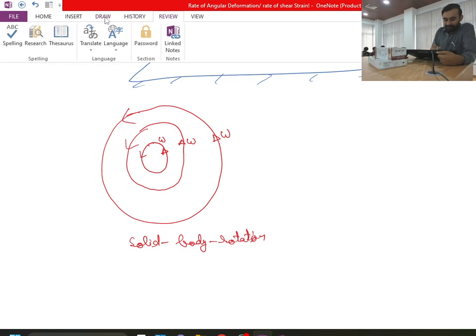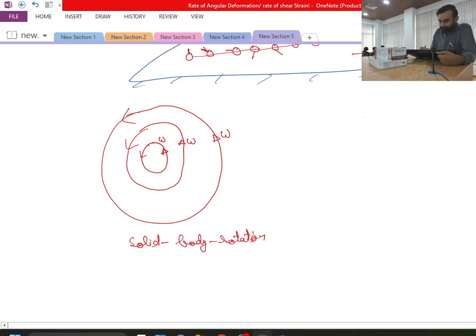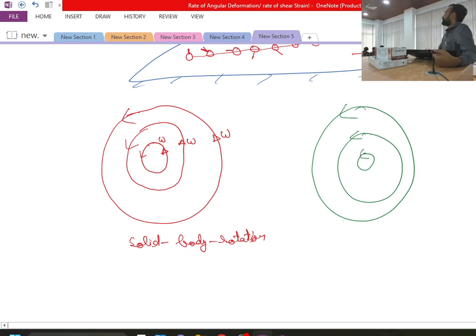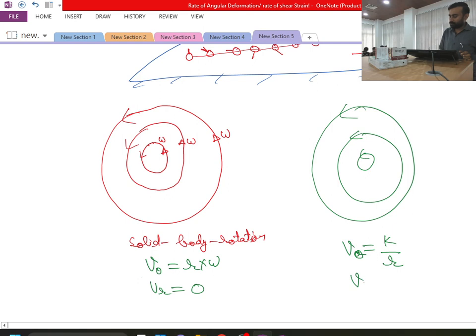On the other hand, I have another flow field. This is also circular, but here it is not like a rigid body rotation. Here different fluid layers can have different angular velocities. Say this is my cylindrical coordinate system. Here the theta velocity v theta is r into omega, where omega is constant, and here I am saying that v theta is equal to some constant divided by r, and in both cases the velocity in the radial direction is 0. So vr is equal to 0. This is my r direction and this is my theta direction along the angle.